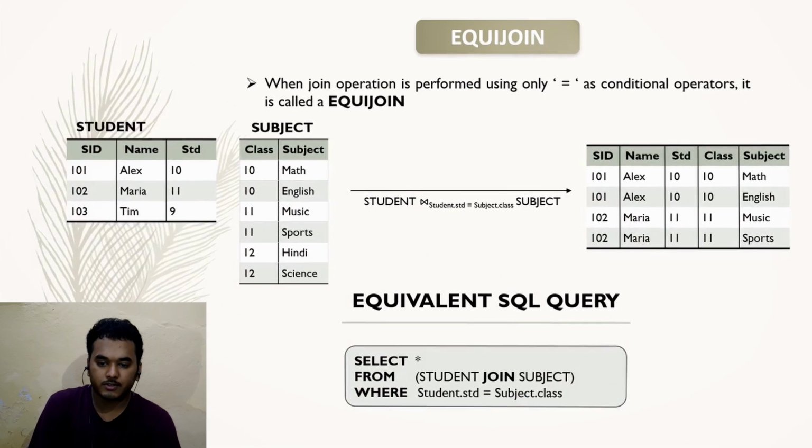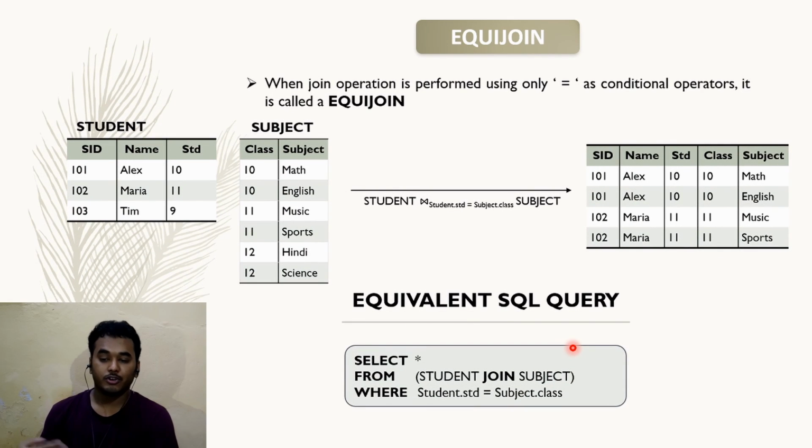Next topic is equi-join. When a join operation is performed using equal to as the only conditional operator, it is called an equi-join. So the previous example which we saw was also an example of equi-join. The equivalent SQL query would be this: select star from subject join student, where the join keyword is used to join two relations, subject and student, and the where clause specifies the joining condition.